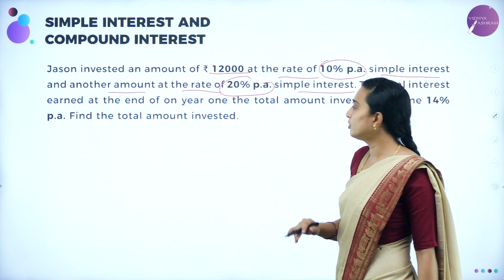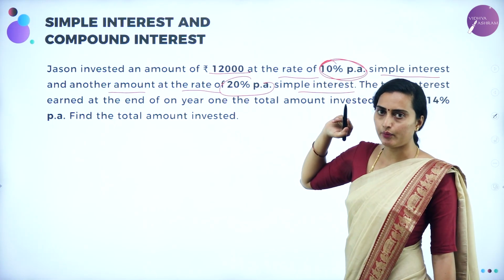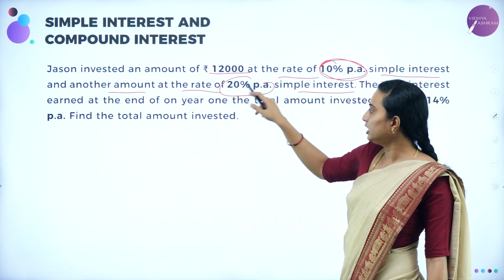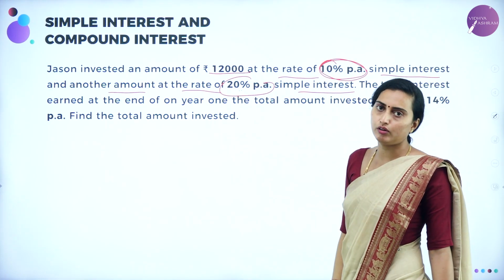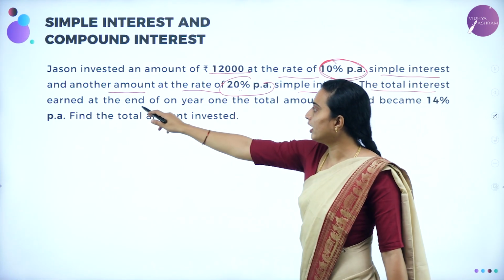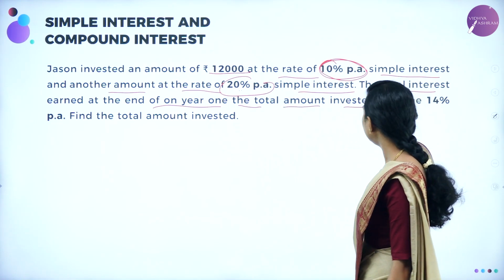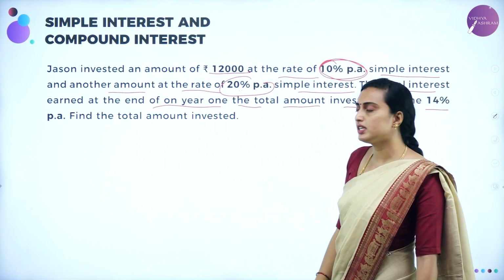So first year he invested at 10% per annum simple interest, and next year it was 20% per annum simple interest. The total interest earned at the end of the year, when the total amount invested became 14% per annum.